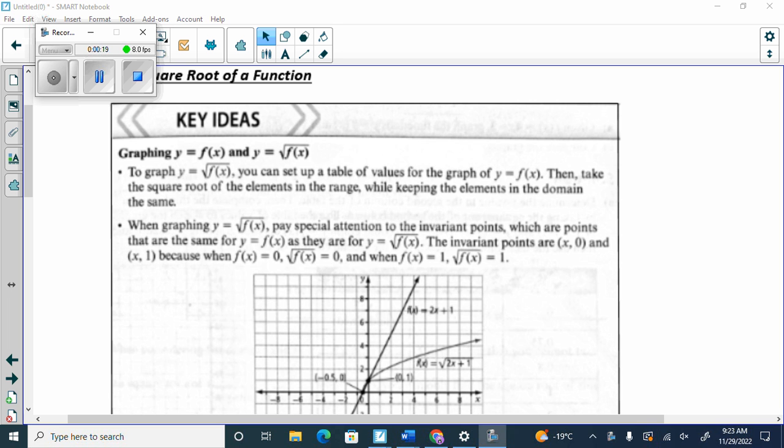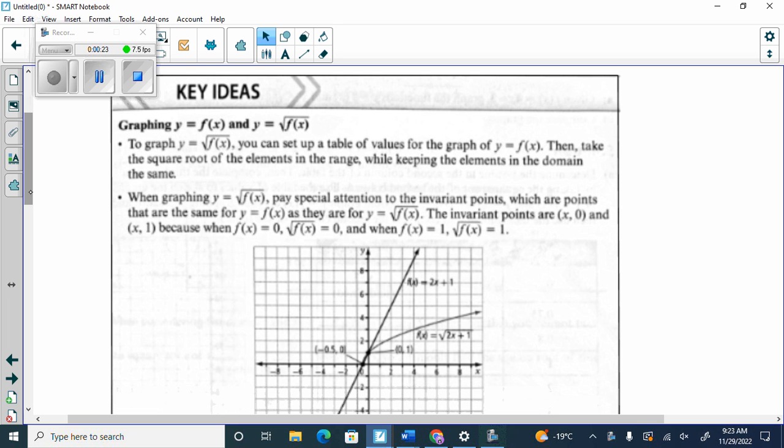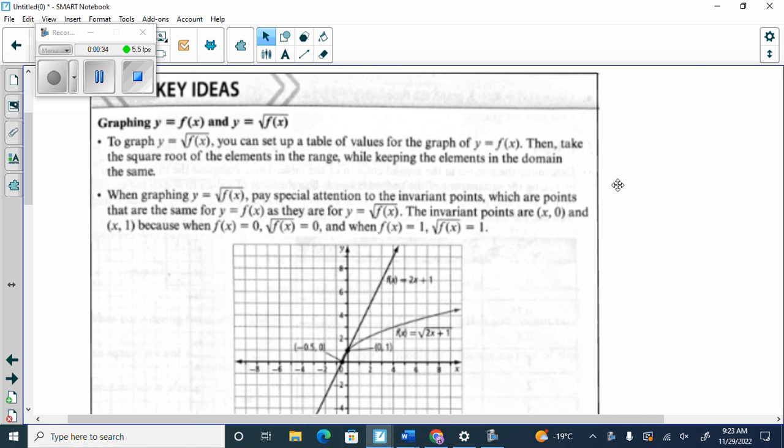Okay? So here it says, to graph y equals square root f of x, you can set up a table of values for the graph of y equals f of x. Then take the square root of the elements in the range while keeping the elements in the domain. What the heck does that mean? Well, that means that I need to pick the marker first.